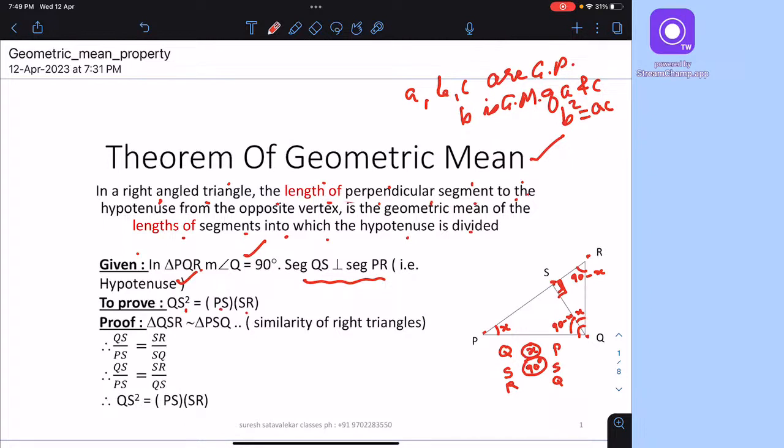We have seen that if A, B, C are in geometric progression, then B is the geometric mean of A and C. This is the same as B square is equal to AC. So if QS is the geometric mean of PS and SR, this will mean QS square is equal to PS into SR. The proof is very simple if you know similarity. So here triangles QSR and PSQ are similar, by similarity of right triangles.